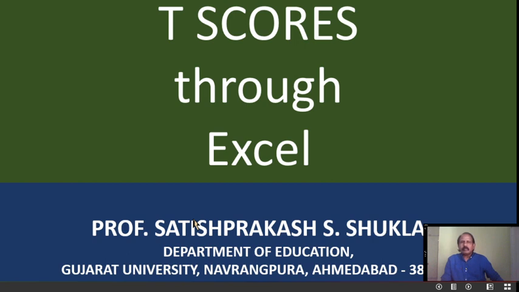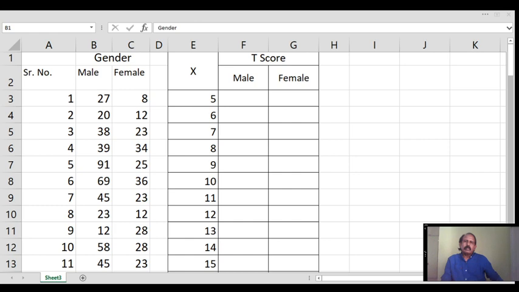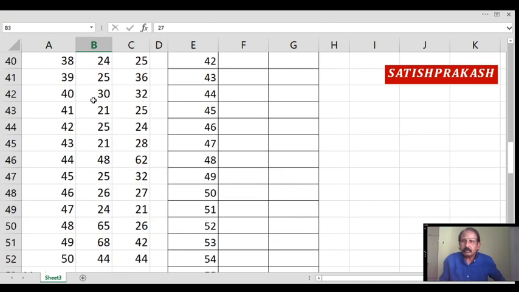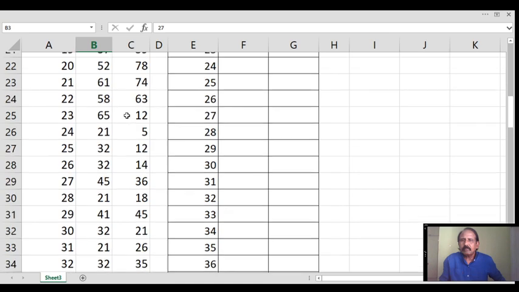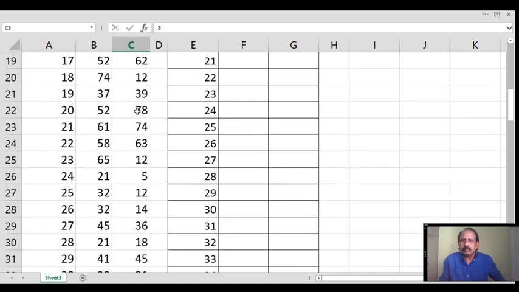How will it be done? To see that, we will have to open an Excel sheet, and here the Excel sheet is opened. In this sheet you can see the data of male and female given in columns B and C, in which the data range of male is B3 to B52 and the data range of female is C3 to C52.